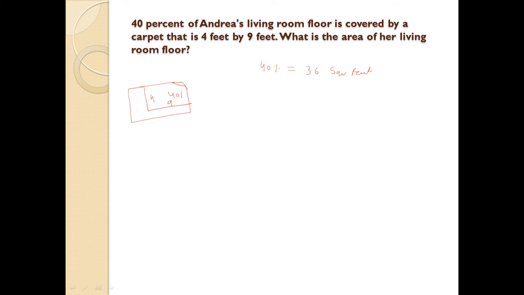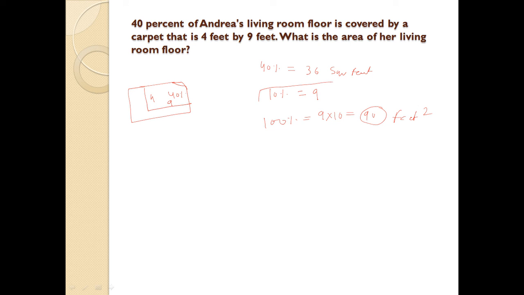If 40% is 36, then 10% will be what? 10% will be 9. Then 100% will be what? 9 into 10, obviously. So 90. So the 100% area is 90 feet square. Okay, you got this? 10% will be 9.